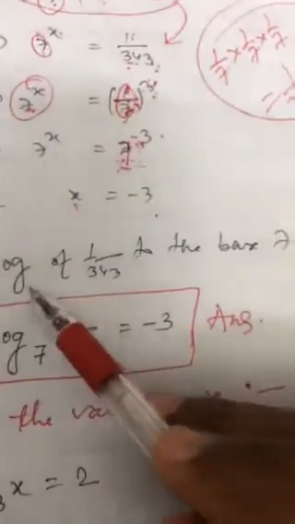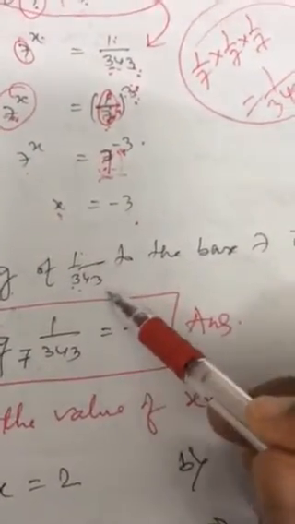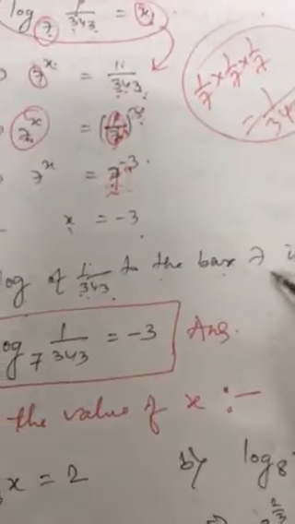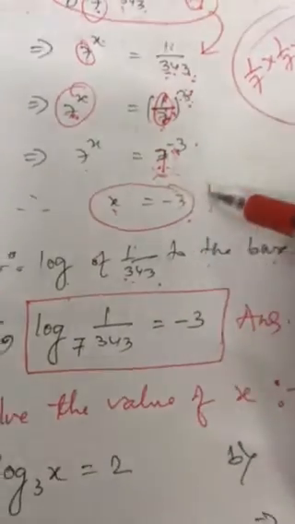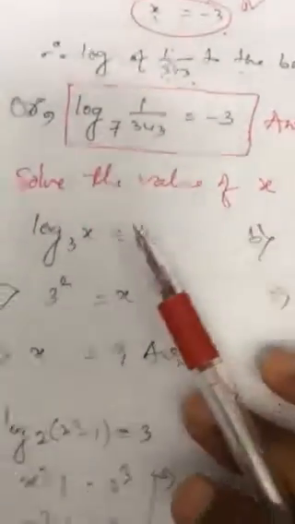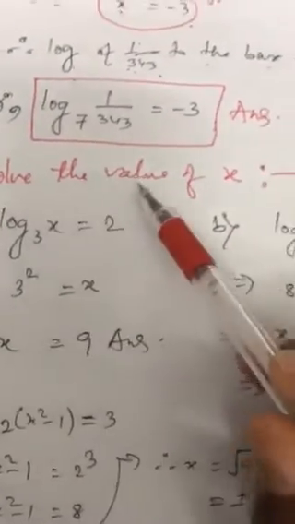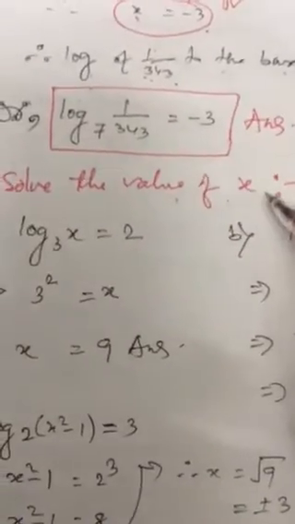So what was the question? Log of 1 by 343 to the base 7 is minus 3. We have already obtained minus 3.